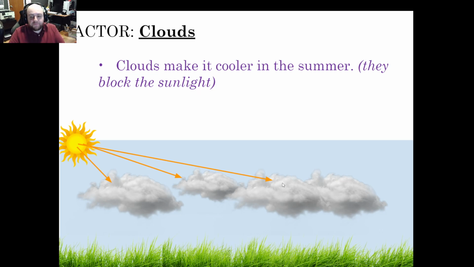All right. So finally, our final factor here is clouds. So write this down. Clouds make it cooler in the summer. They block the sunlight. We've also talked about this a little bit as well during heat transfer. So this should all be relatively familiar to you all. But as we can see, the energy from the sun is coming down, and the clouds are blocking it from reaching the surface, which is why we've talked about how on a cloudy day, the temperature doesn't change that much. It stays similar. It's going to be cooler, right? Because the sun's energy is not able to come down to heat up the land and make it hotter during the daytime.